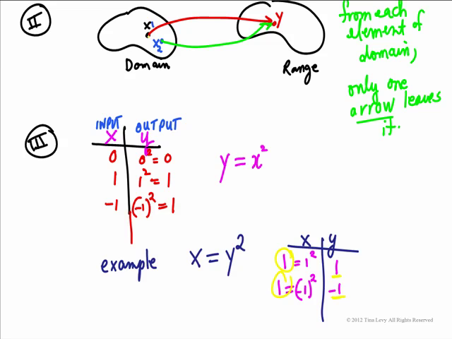So it's as if I had one x having two arrows coming from it. So this would not be a function.